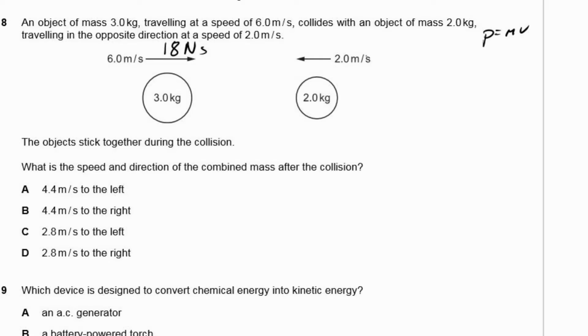And on the right hand side, we have an object going to the left. Its speed is 2 meters per second. It has a mass of 2 kilograms. So mass times velocity is 2 times 2. That's 4 Newton seconds travelling the opposite direction. Our resultant momentum would be 14 Newton seconds travelling to the right.